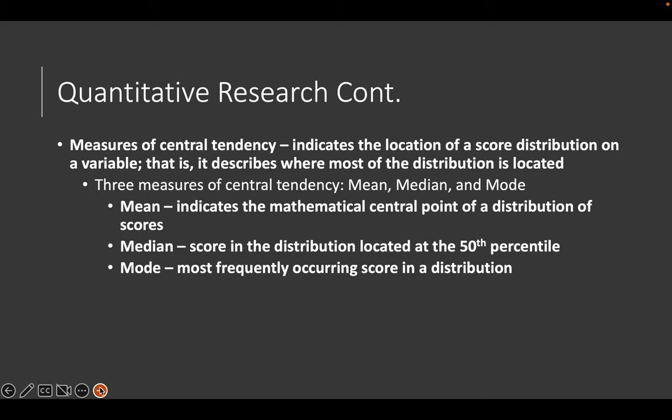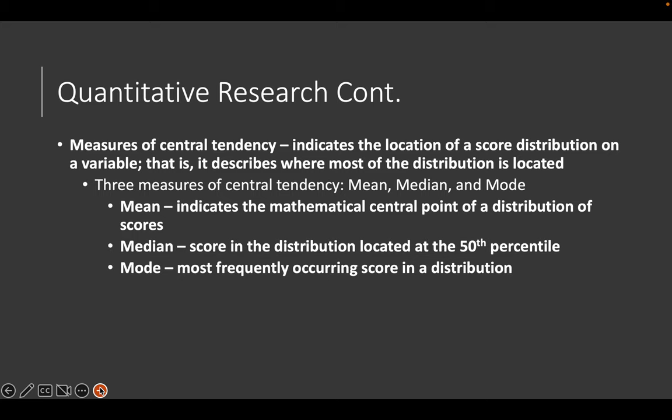There's three major measures of central tendency: mean, median, and mode. Our mean is going to indicate the mathematical central point of a distribution of scores. So think of this as basically the average. Our median is going to be the score in the distribution located at the 50th percentile. So if you were to take all of the scores and line them up from lowest to highest, the one that is directly in the middle, that score is your median. And then our mode is going to be our most frequently occurring score in a distribution.